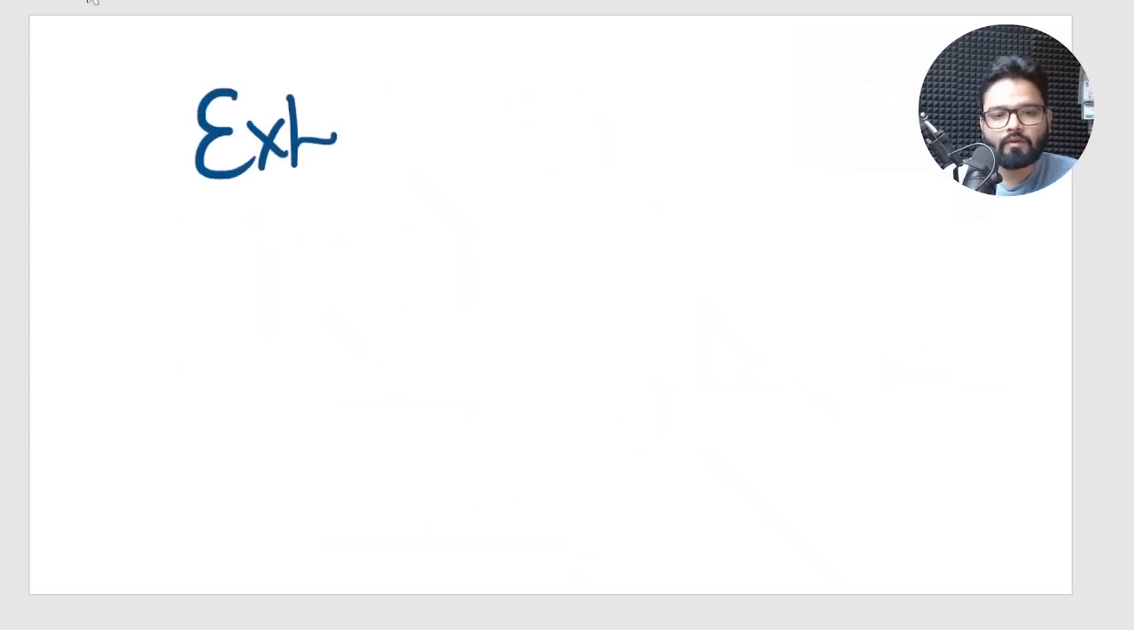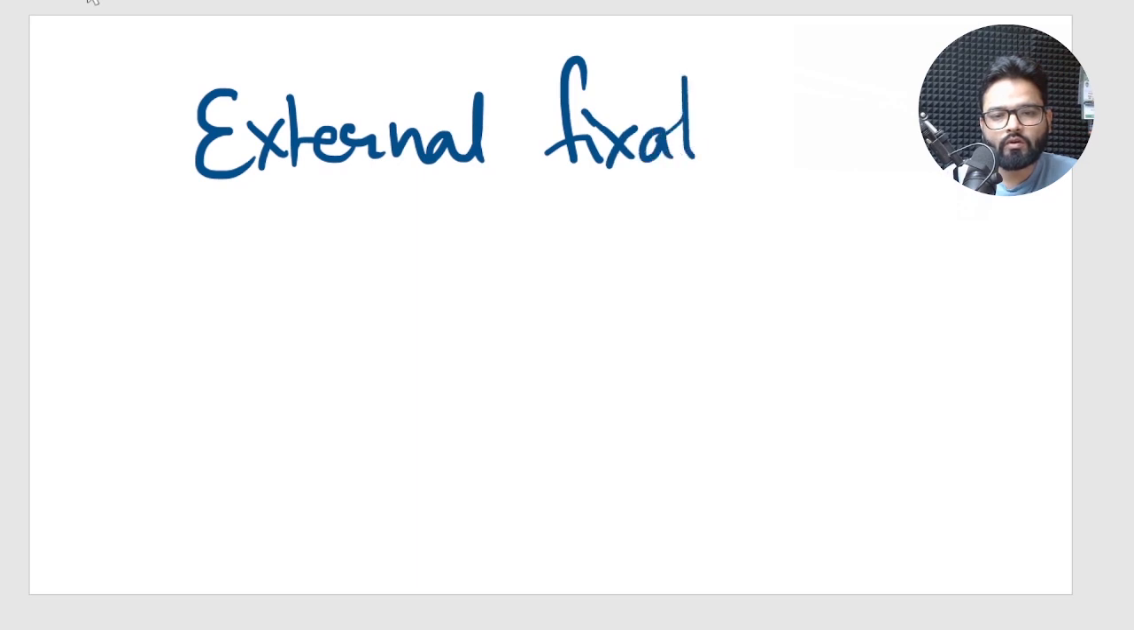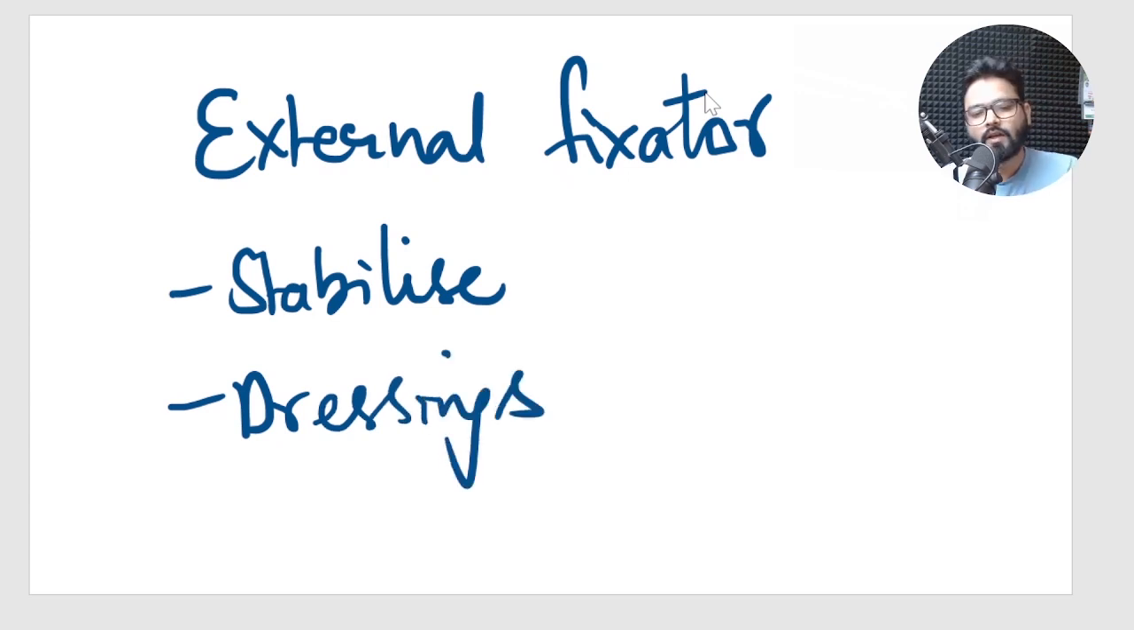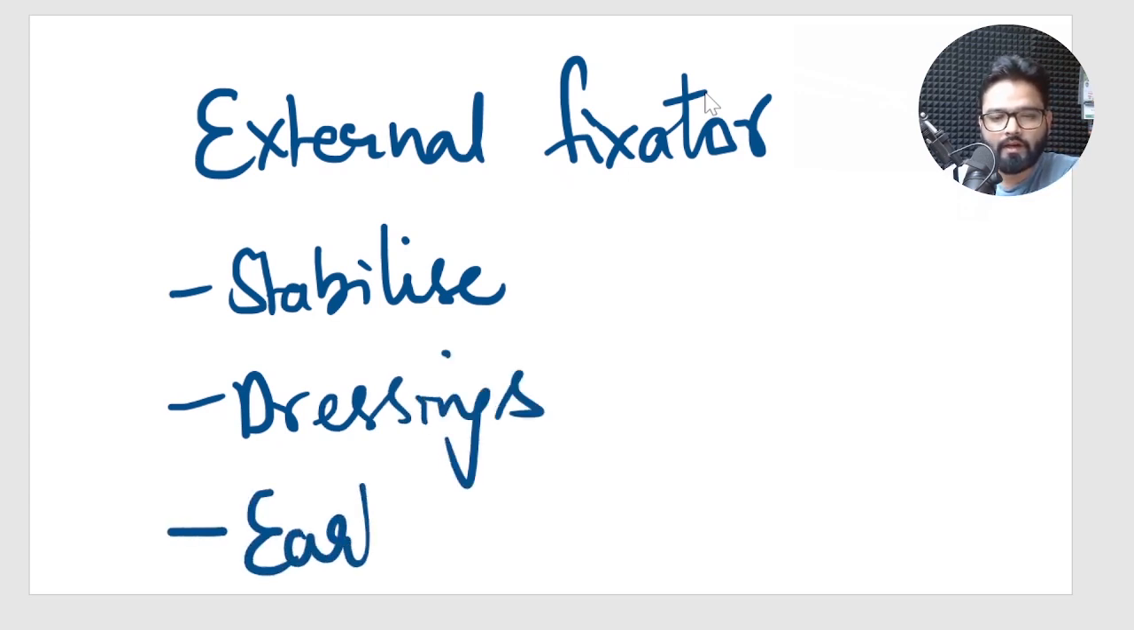In the next step, an external fixator should be applied to the bone so that it stabilizes the fracture and the limb, and it will help in dressings in the post-operative period, and it will help in early mobilization of the patient.